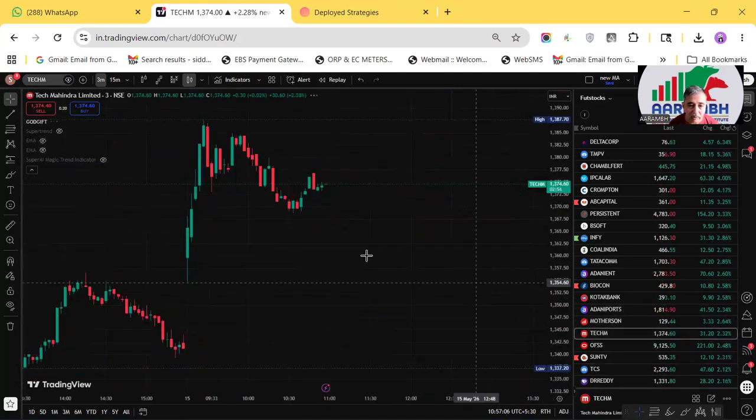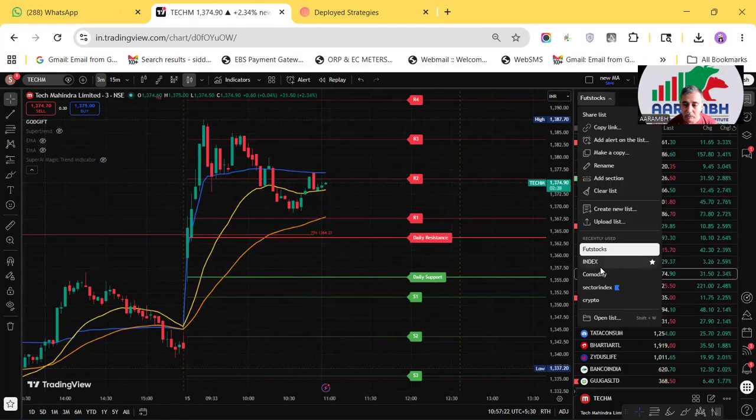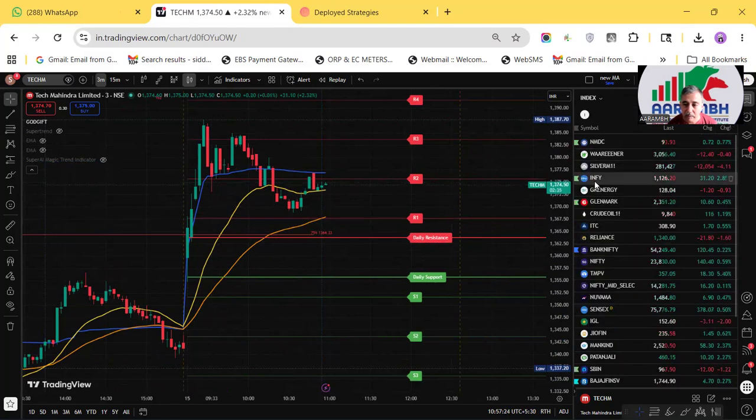Now, let's talk about Tech Mahindra. So I told to take entry over here only, and it went up to here. Again price came down, now for the correction near R1. Again, you can take an entry. Your stop loss will be the candle closing below R1. So like that. And another thing, Nifty. I will explain how I told you to take the trade in Nifty.